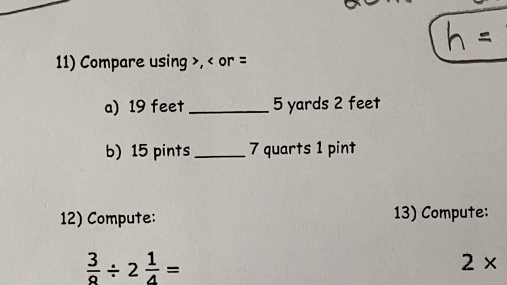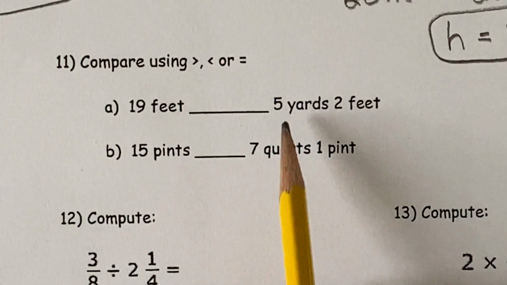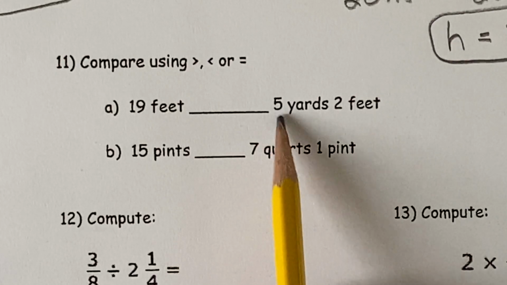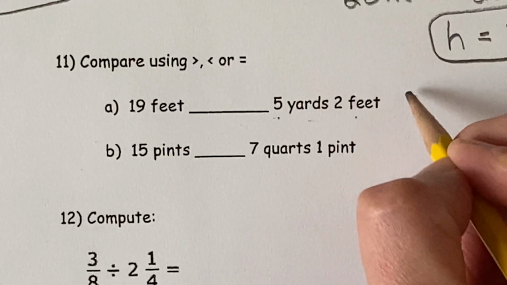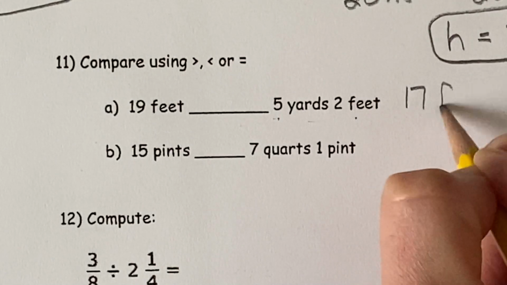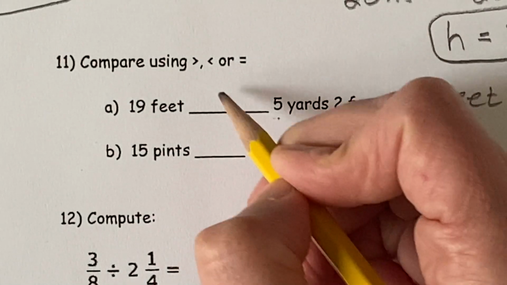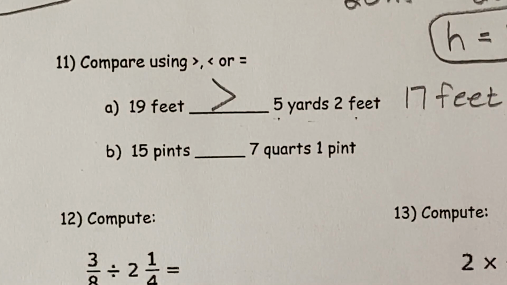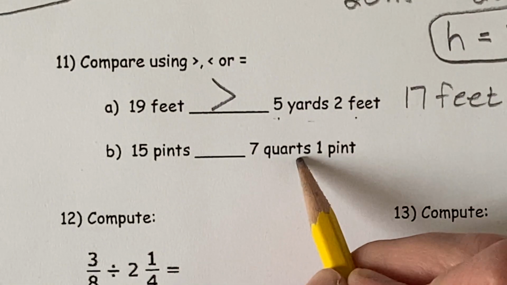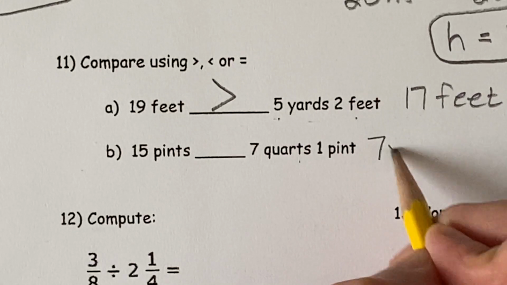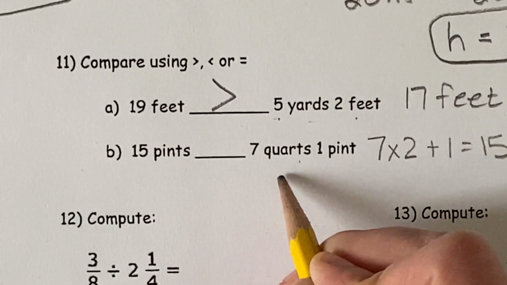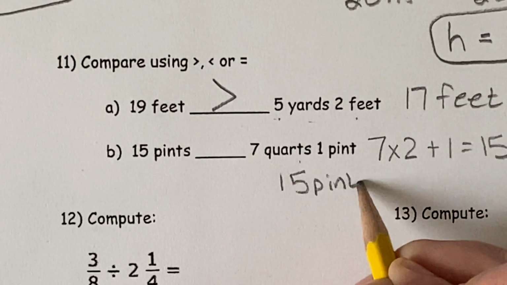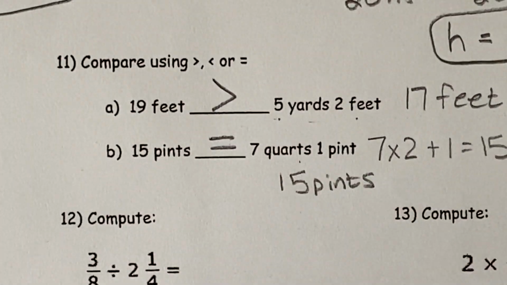Last one for this section is 11. Okay, so for number 11, I know there are 3 feet in a yard. So 5 times 3 is 15 plus the 2. This is going to be a total of 17 feet. So this one is larger. For this one, I know there are 2 pints in a quart. So 7 times 2 is 14 plus the 1 is 15. This is 15 pints. So this is equal.